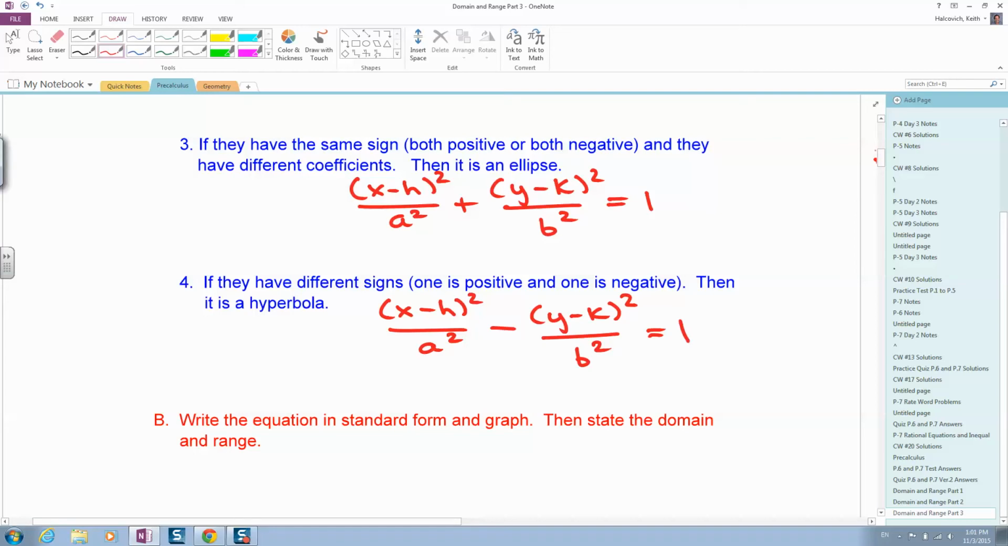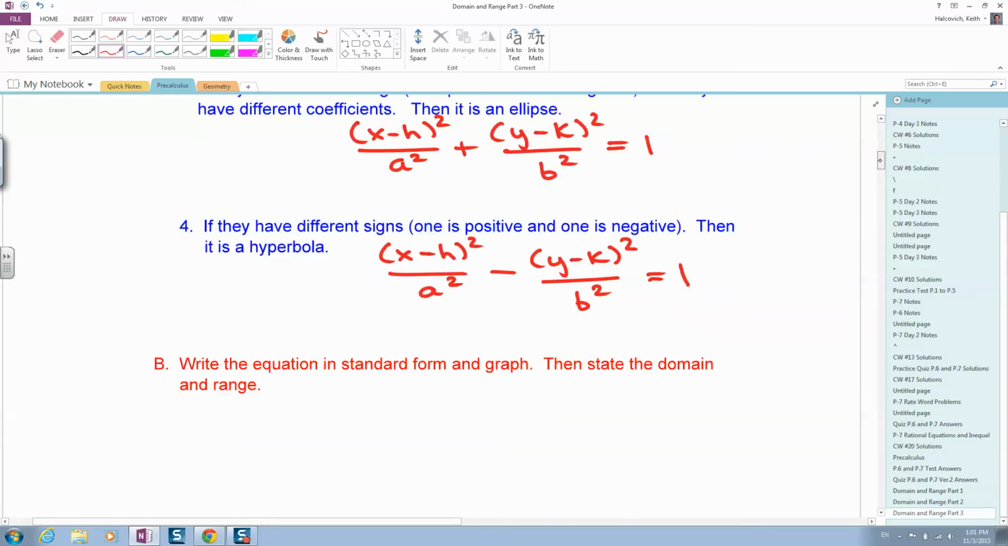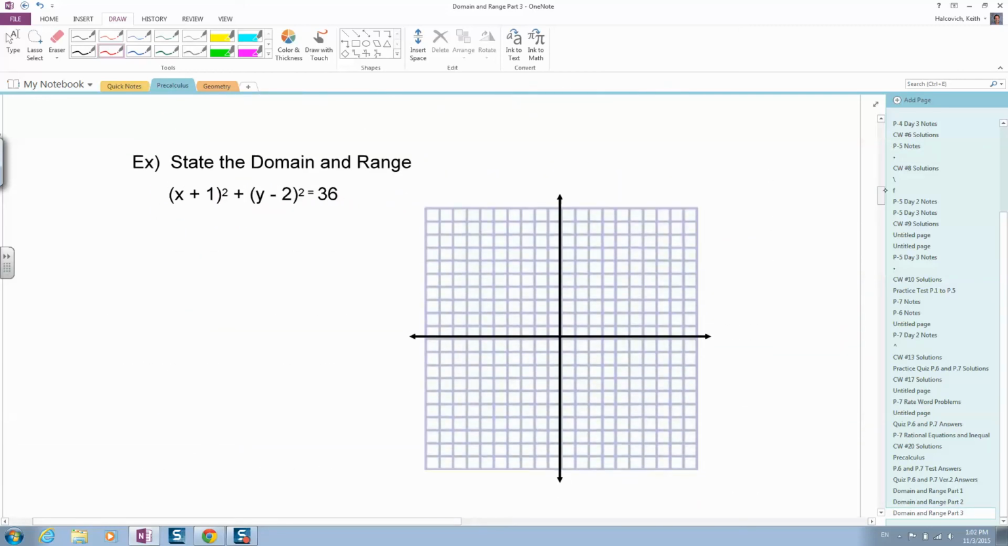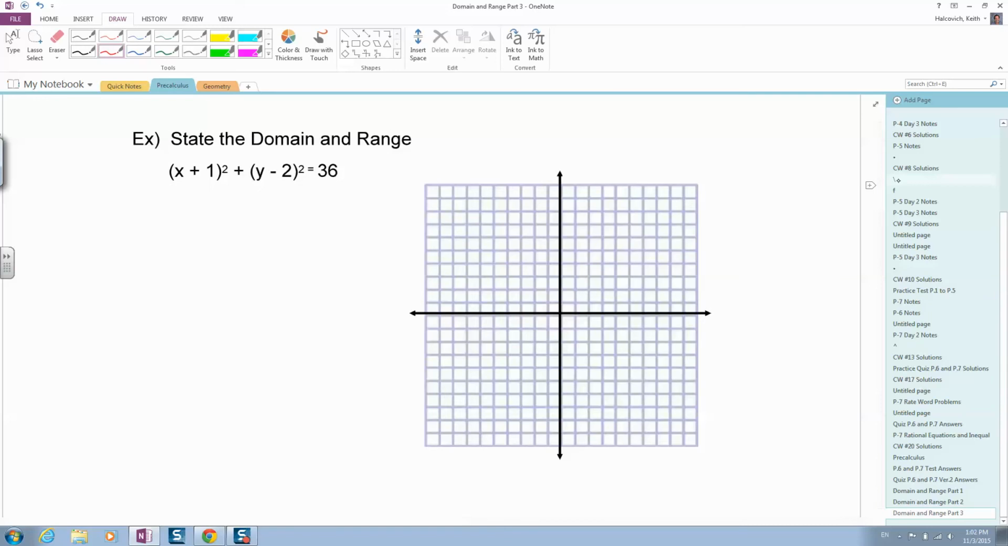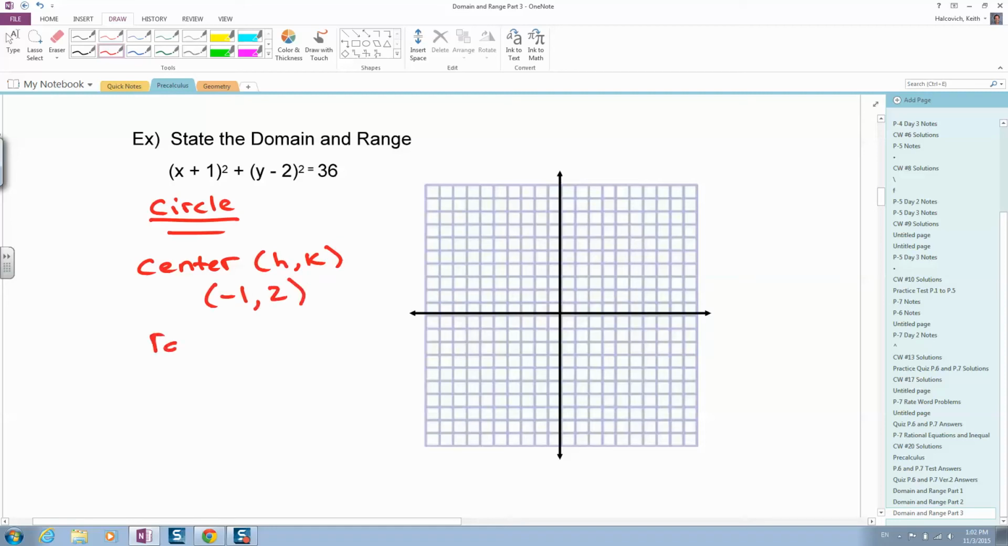Then we would write the equation in standard form and graph it. And then we could state the domain and range. So let's do some examples. So first, state the domain and range for this particular equation. Well, we look at it and we recognize that this is the equation of a circle. So remember, for a circle, we can figure out the center, because the center is the h and k part. So in this case, the center is -1, 2. And the radius is equal to the square root of 36, which is 6.